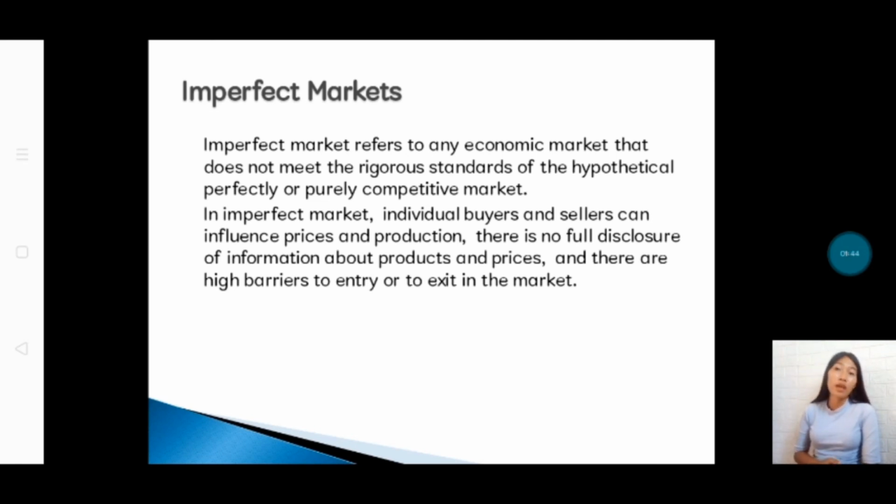But we will tackle the focus about the imperfect. What is an imperfect market? So, there is no disclosure of information about the products and prices.